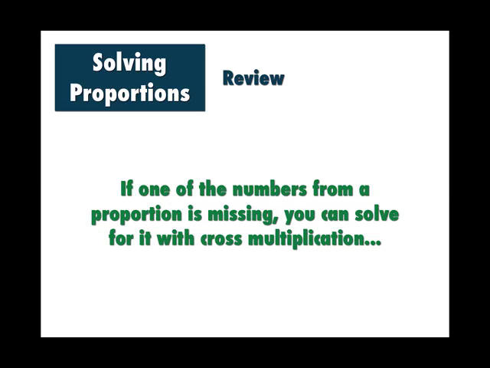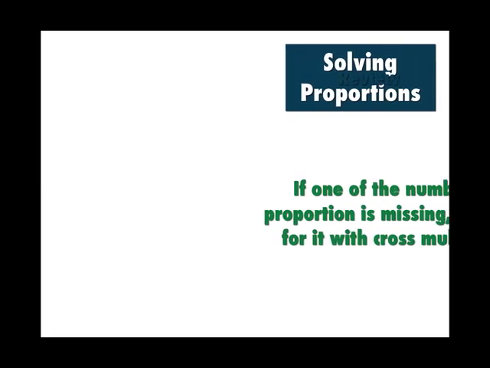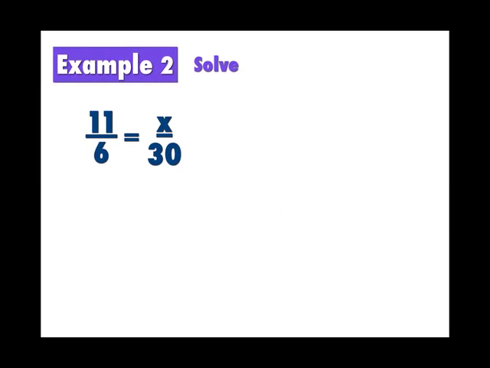So now, one of the other things about proportions is this. If we have one of the numbers missing, we can solve for the missing number with cross multiplication. So here's our first example. We've got the ratio 11 to 6, and we want to know what that number would be if 30 was the denominator. What would the numerator be if the denominator is 30? Now there's other ways of solving this, but we're going to use cross multiplication for this one.